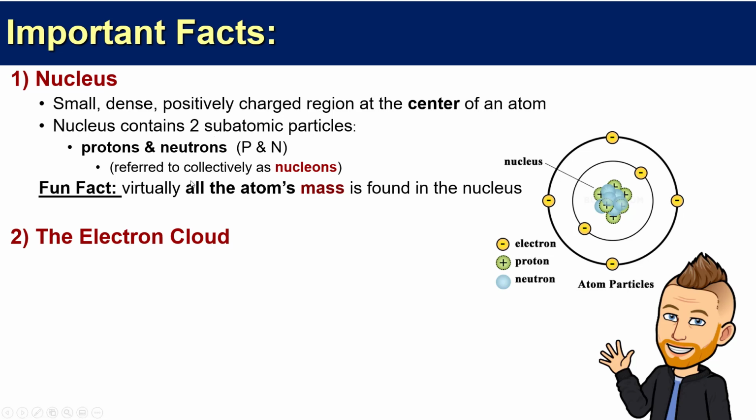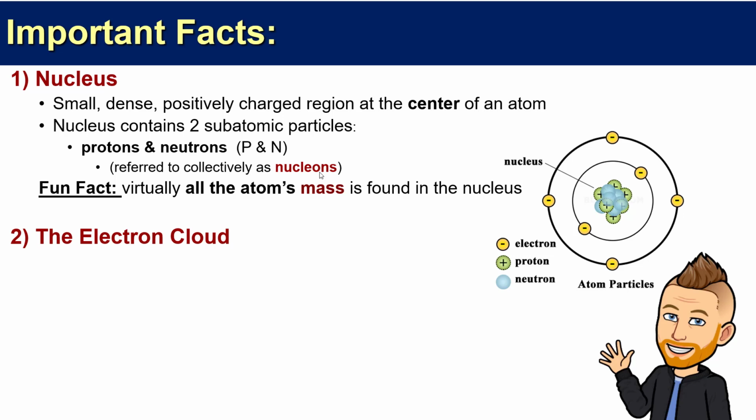New vocabulary word for you. Protons and neutrons are collectively known as nucleons. And fun fact, virtually all the atom's mass is going to be found in the nucleus. So like 99.9999999% of the mass of an atom is all protons and neutrons.